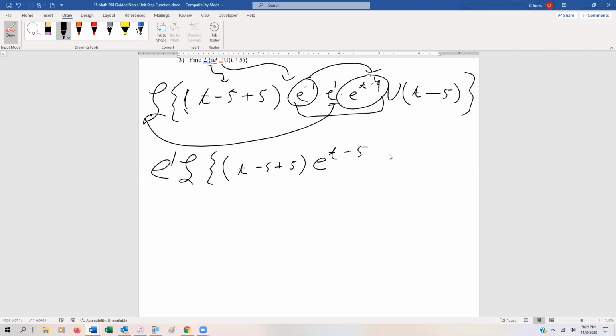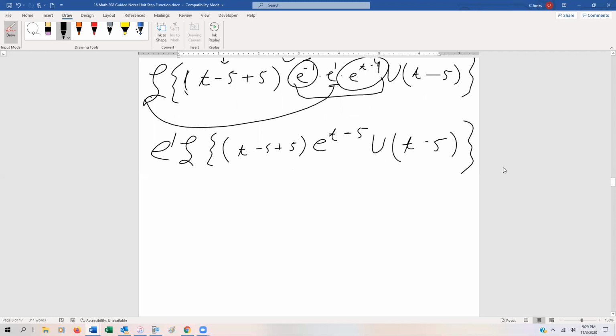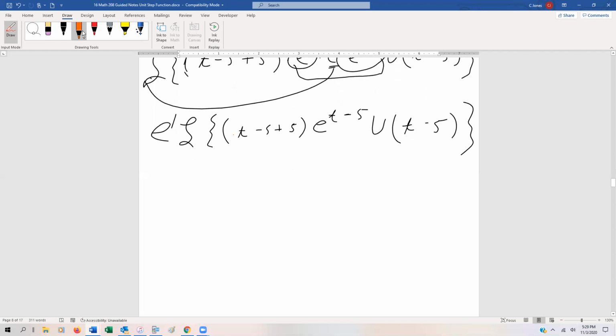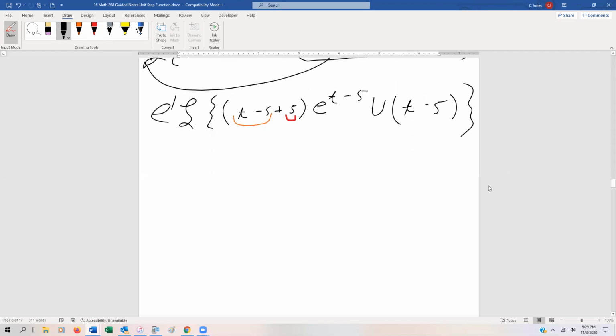Right? And now we have the unit step of t minus 5. And now the problem's looking familiar, much like the previous problem that we did. Now we can distribute. We can take the t minus 5, distribute it, and then the 5 to distribute it. And we can go ahead and get 2 Laplace transforms out of this. Okay, so it's going to look a little ugly, but don't worry too much about it.